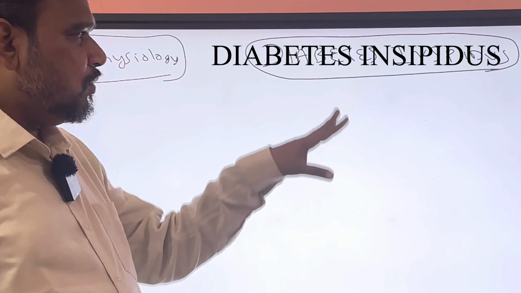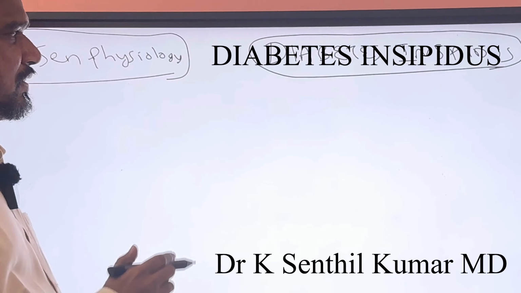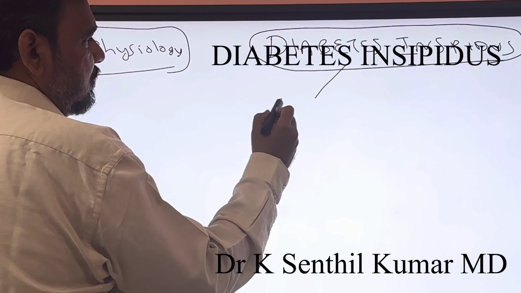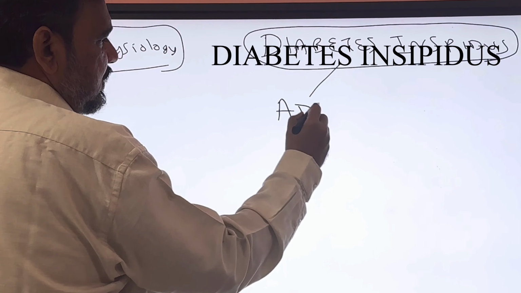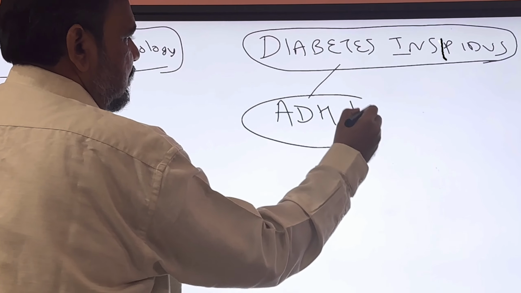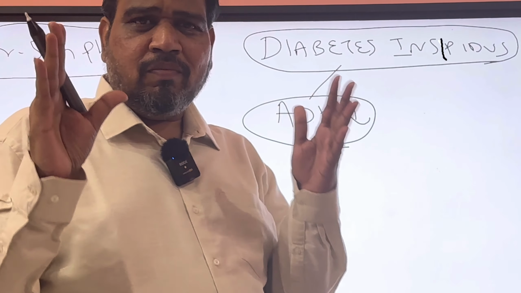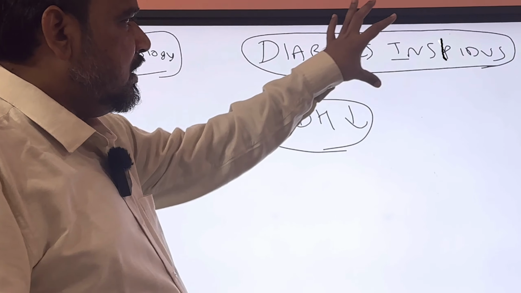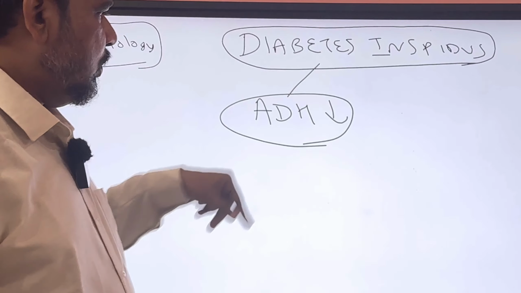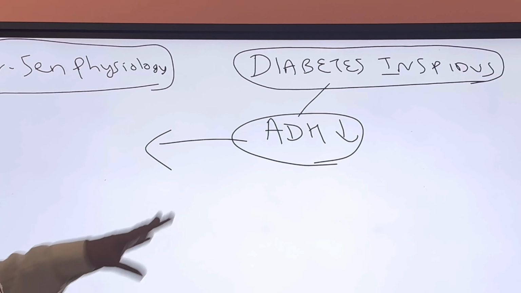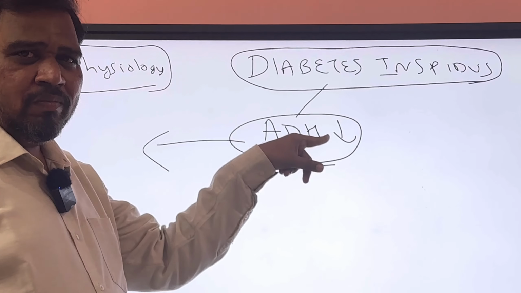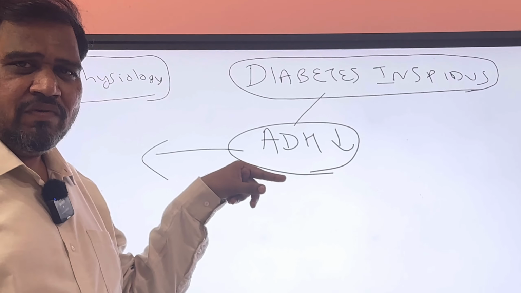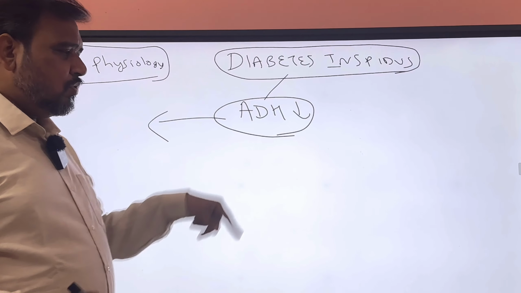Good morning students. Today I am going to discuss the topic diabetes insipidus, which is nothing but because of ADH insufficiency. Whenever there is antidiuretic hormone deficiency or loss of antidiuretic hormone, that results in a condition called diabetes insipidus. And we all know the functions of, as the name suggests, antidiuretic hormone. Diuresis is excess loss of water in the urine.